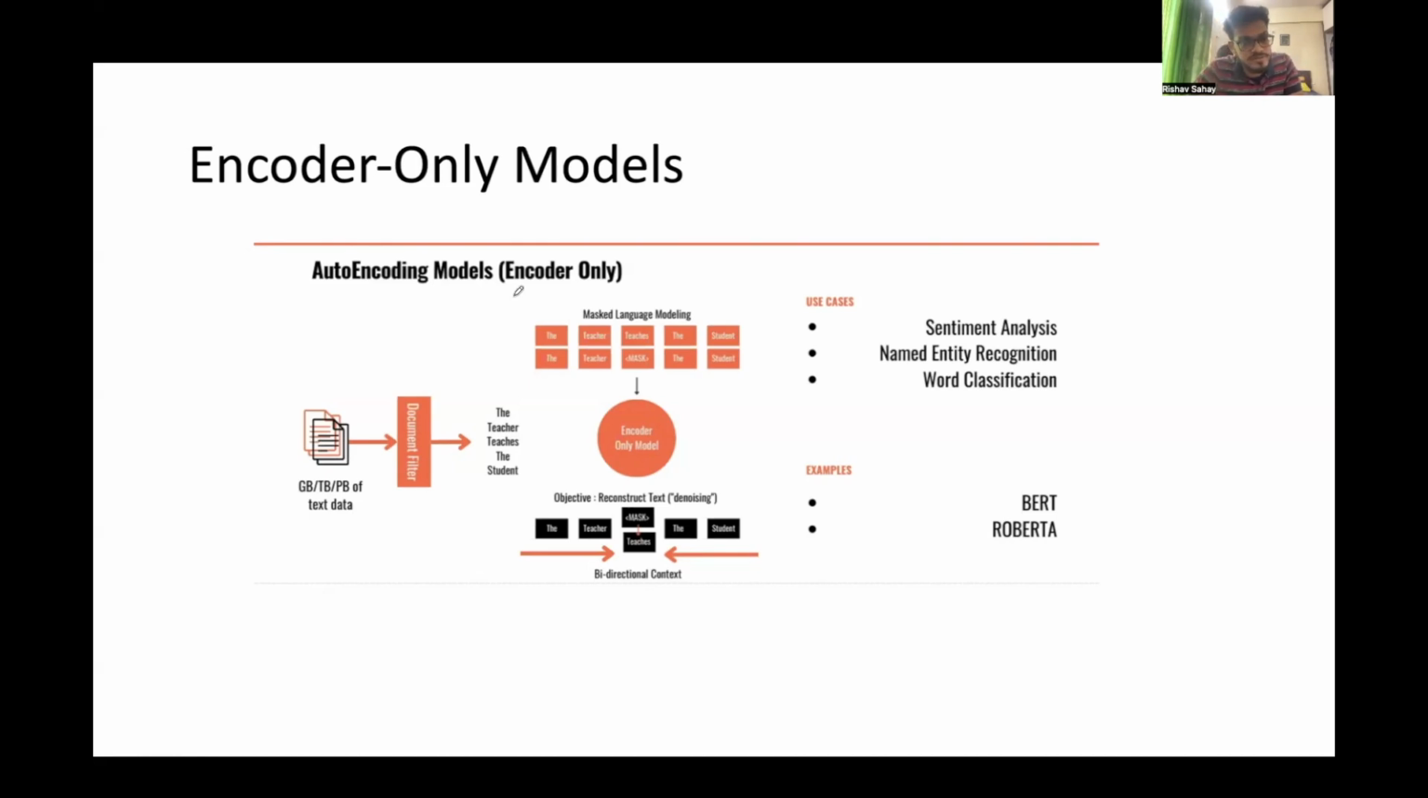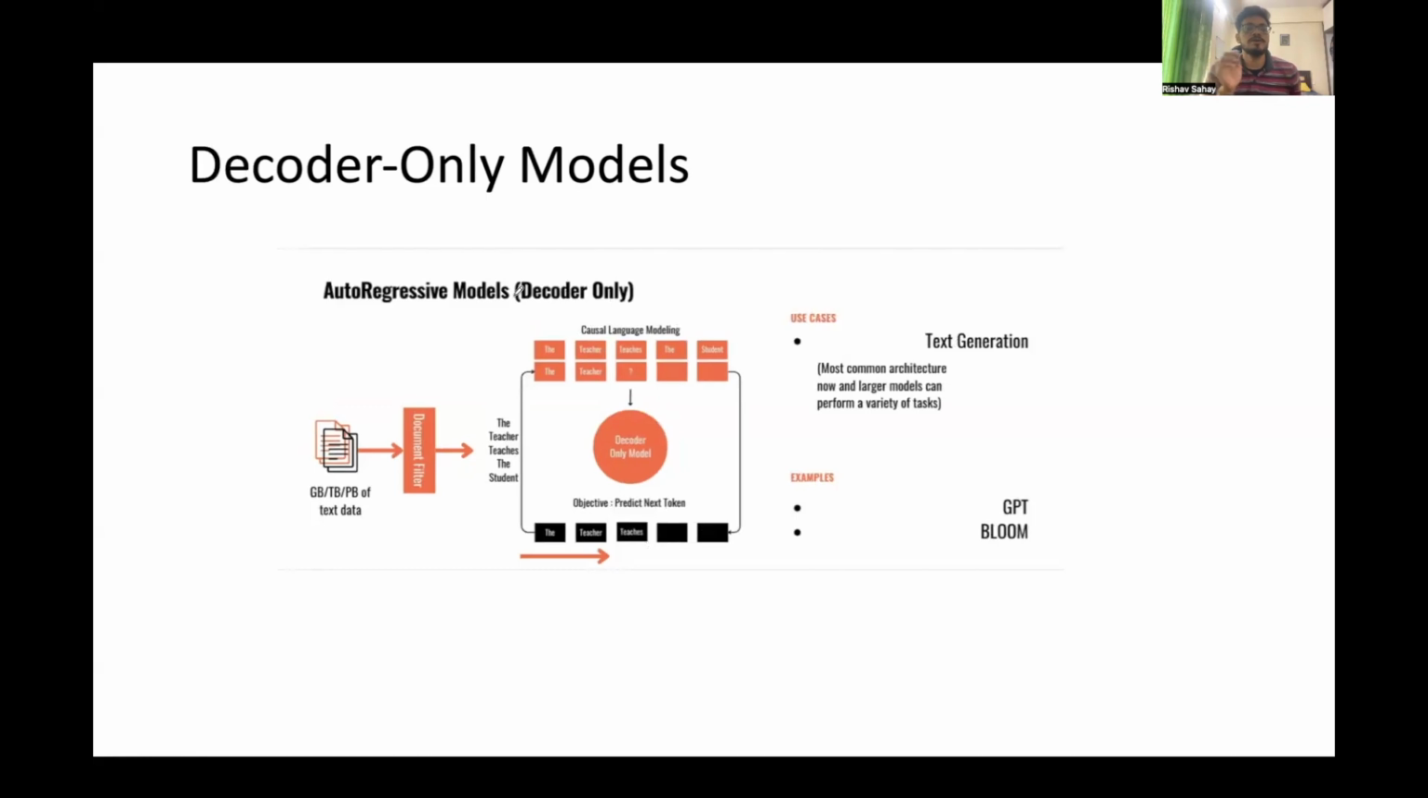The next variant of the transformer architecture is the decoder-only model. They are used specifically for generative tasks like question answering, text completion, text summarization, reading comprehension. They are trained using causal language modeling tasks, which is an autoregressive task.